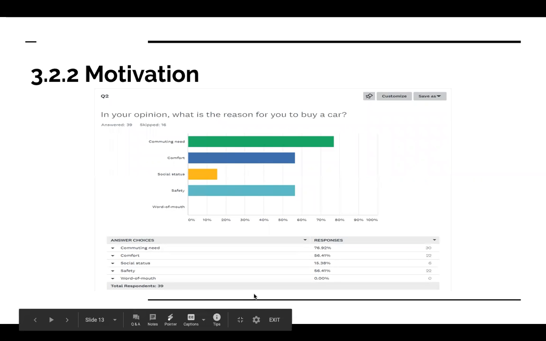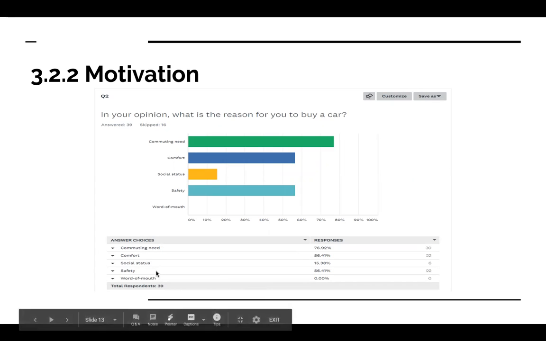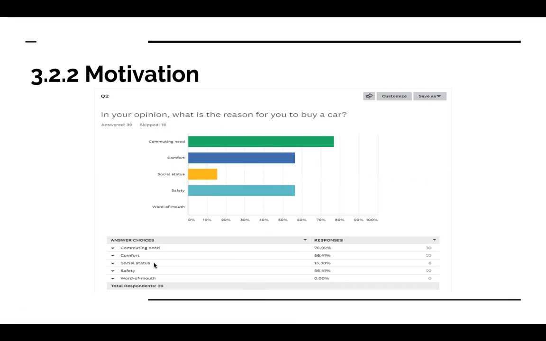Motivation. In question 2, we ask our respondents, in your opinion, what is the reason for you to buy a car? Most of the respondents choose commuting needs. Comfort and safety are chosen by the same number of respondents. Only 15% of the participants choose social status as one of the reasons to buy a car, and none of the respondents choose word of mouth as the reason to buy a car.